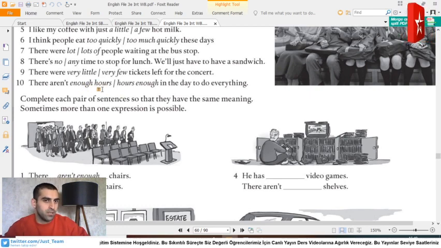The word here is a countable noun, and that's why we must use "enough hours." Enough hours is a correct answer.